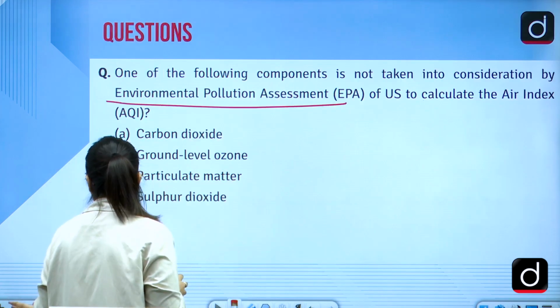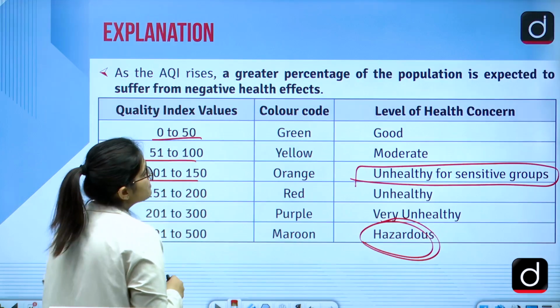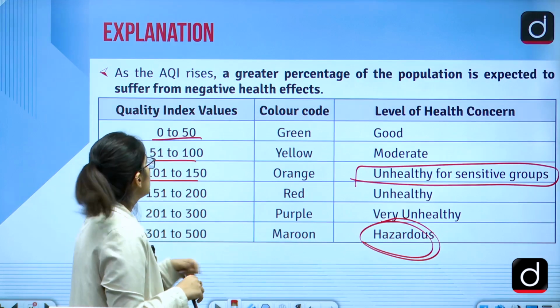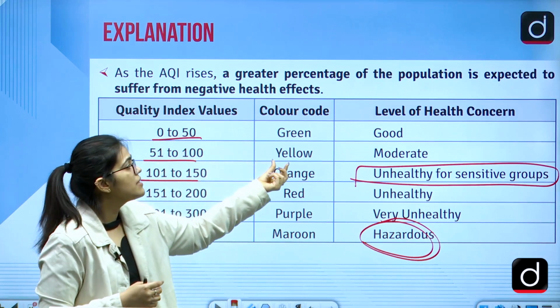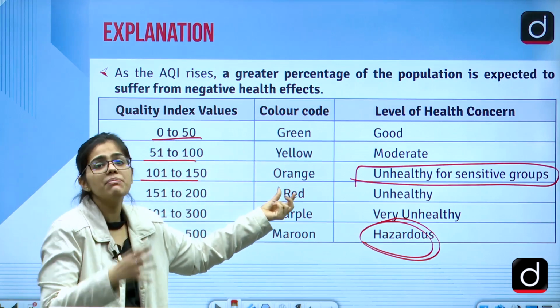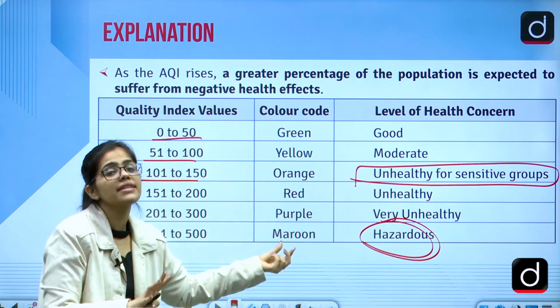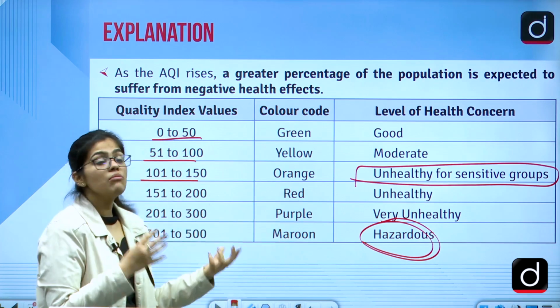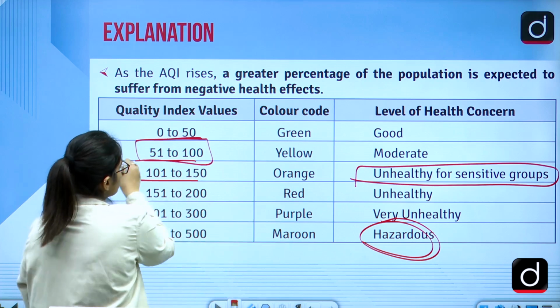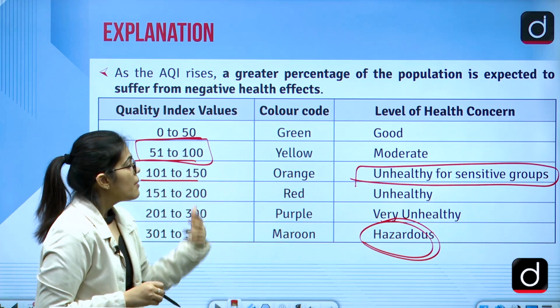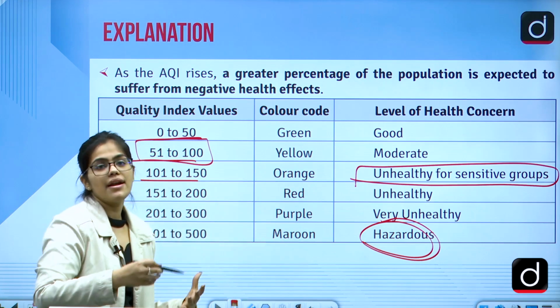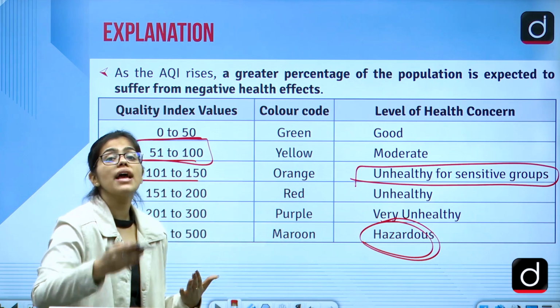So we saw, this is basically the health concerns. Whenever we are from 0 to 50, it is associated with green color and the health of the people is good. It is not affecting them a lot. Then it becomes moderate when we are from 51 to 100. It is associated with the yellow color, as I told you. But as you see, it becomes hazardous and it is going to impact the health of the people.